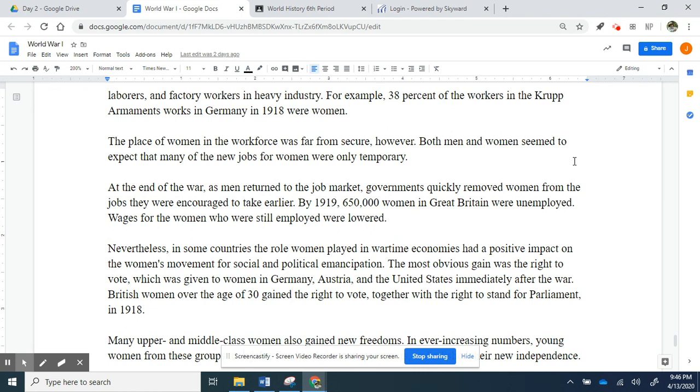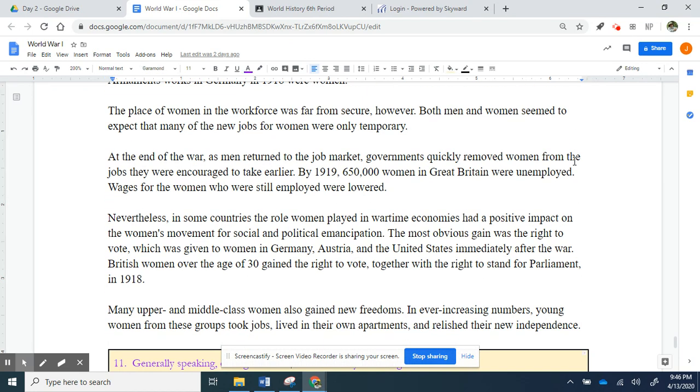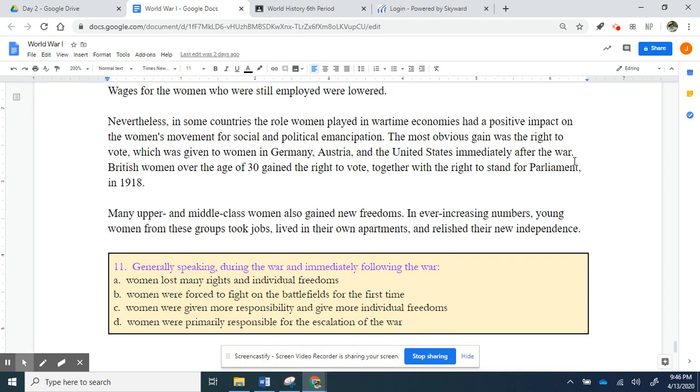Nevertheless, in some countries, the role women played in wartime economies had a positive impact on the women's movement for social and political emancipation. The most obvious gain was the right to vote, which was given to women in Germany, Austria, and the United States immediately after the war. British women over the age of 30 gained the right to vote, together with the right to stand for Parliament, in 1918. Many upper and middle class women also gained freedoms. In ever-increasing numbers, young women from these groups took jobs, lived in their own apartments, and relished their new independence.